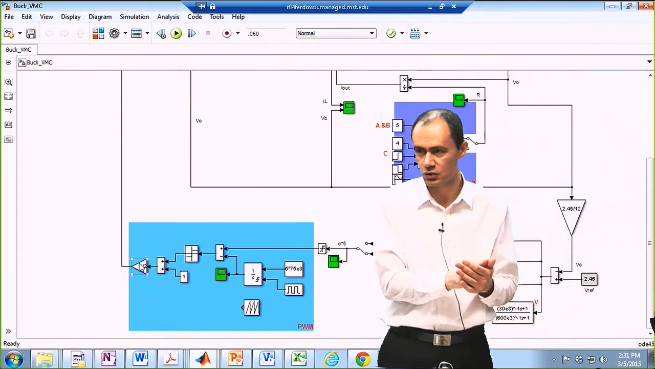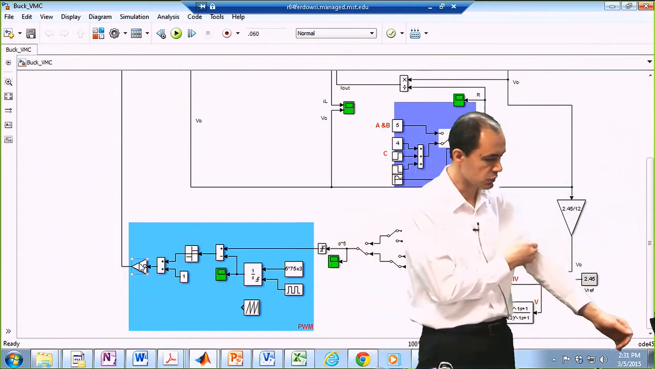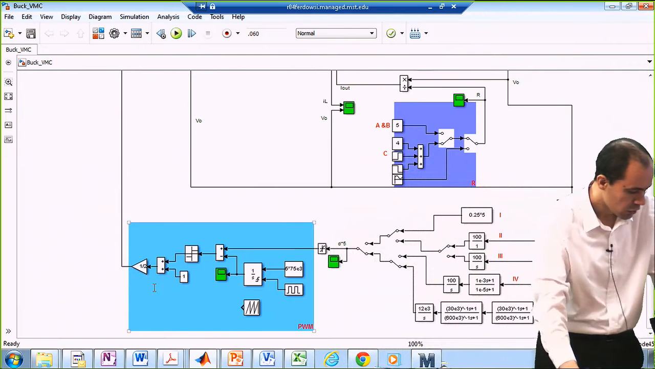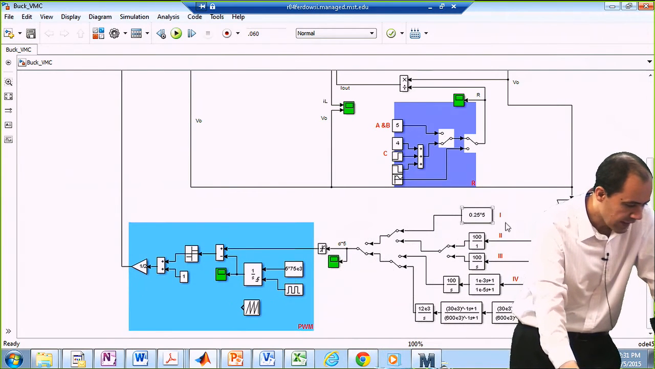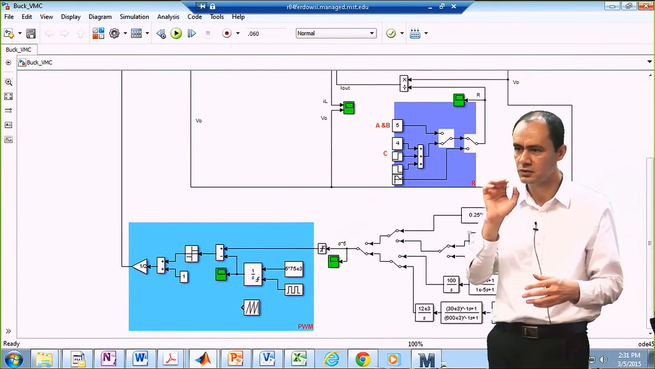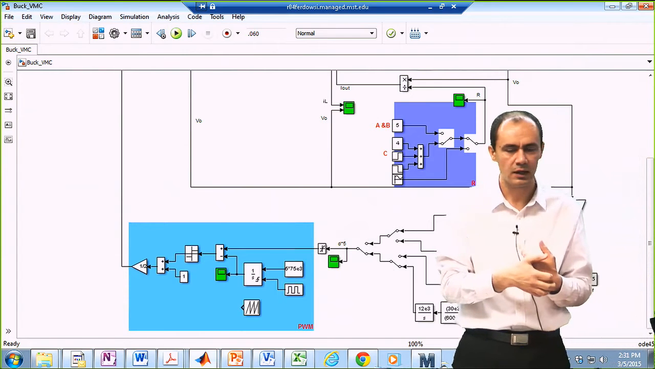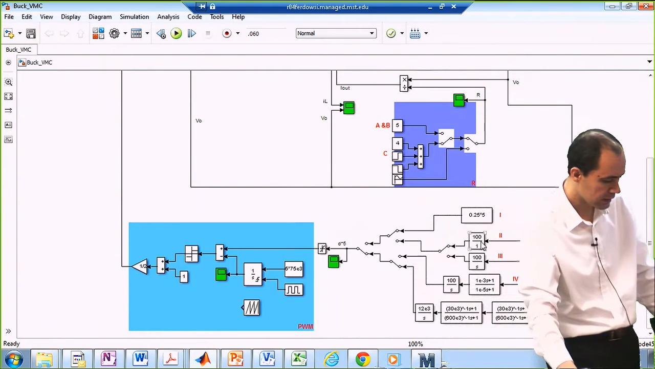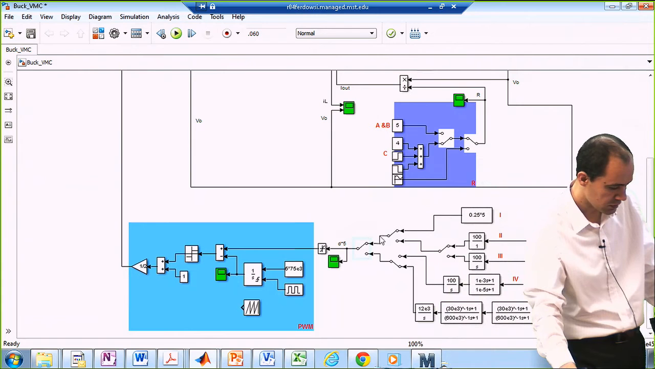0 means the switch is off. 1 means the switch is on. All right, so I have some candidates over here in terms of some suggestions. If we try to have a blind design, just put a bunch of transfer functions over here and see how they operate. Now, before that, let's assume my duty cycle is constant.